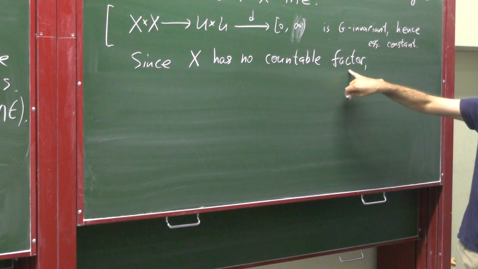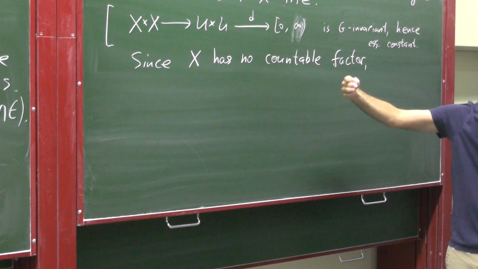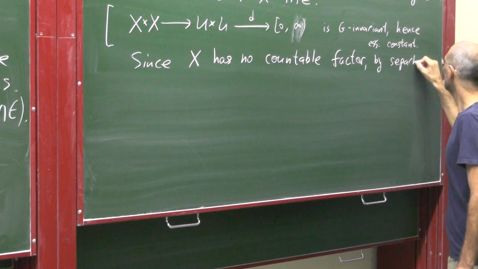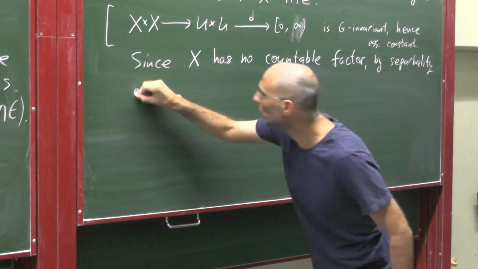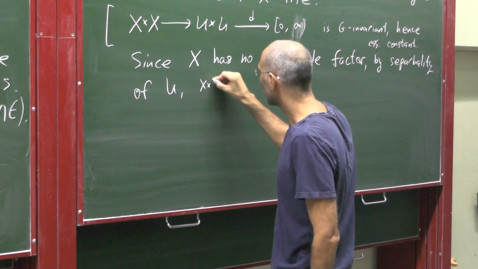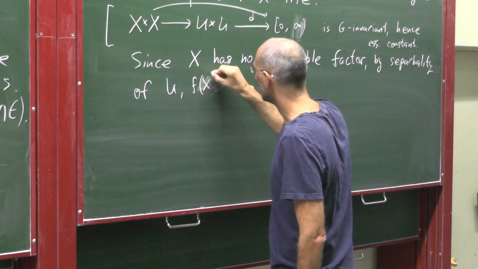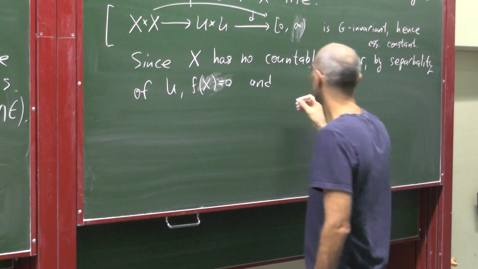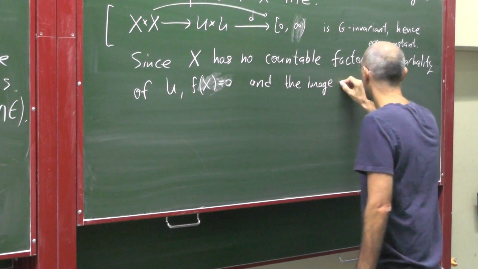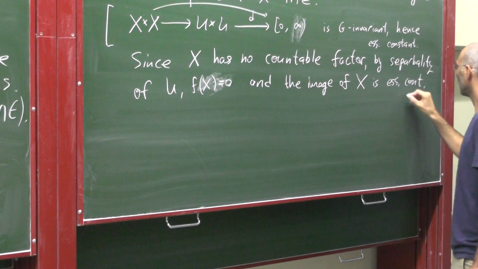We deserve the break. Since there's no countable factor, the image of X in U, I claim, and I will explain this in 1 minute, is not countable by separability of U. X times X, fx is 0, and the image of X is essentially constant in U.